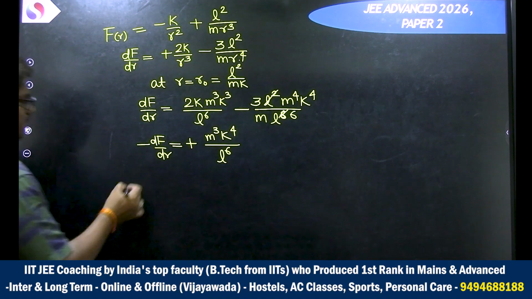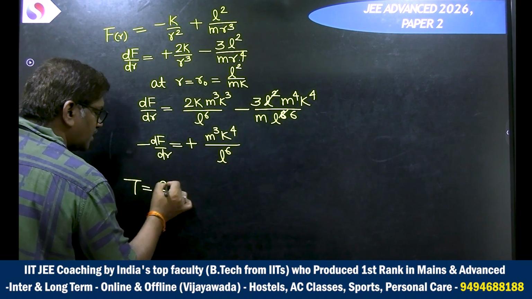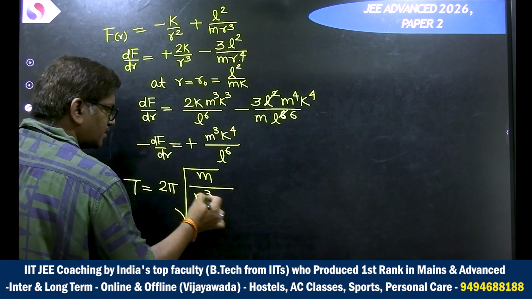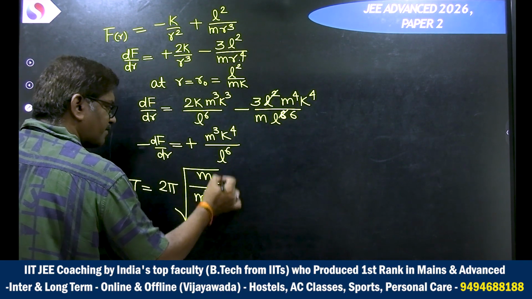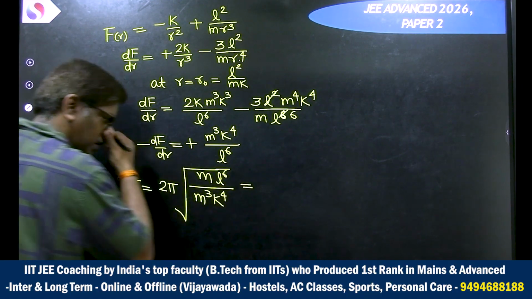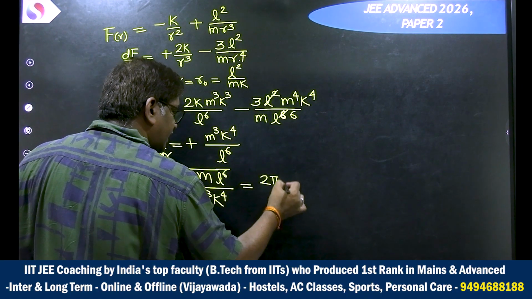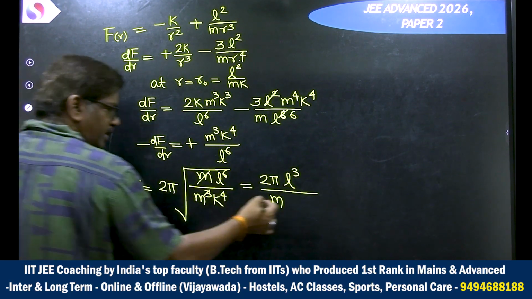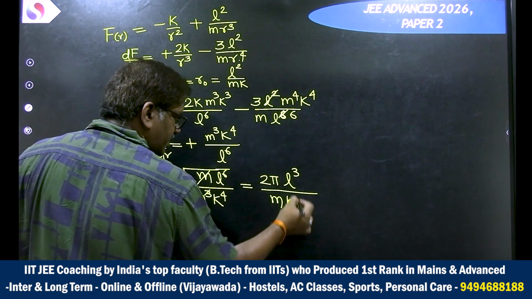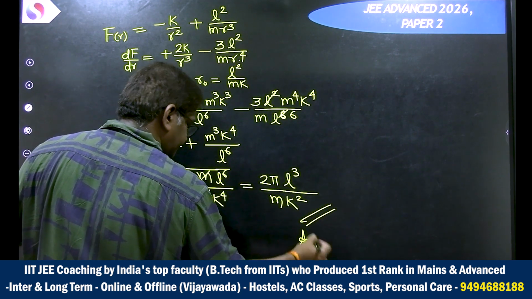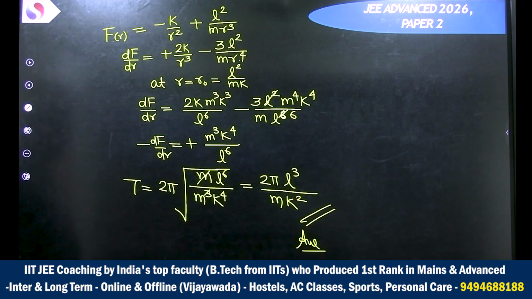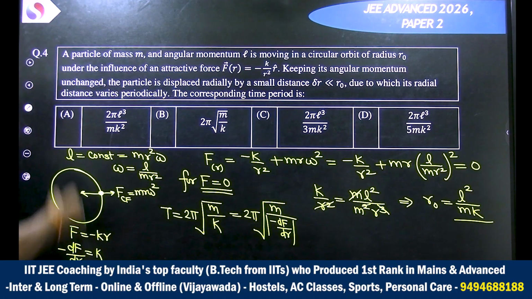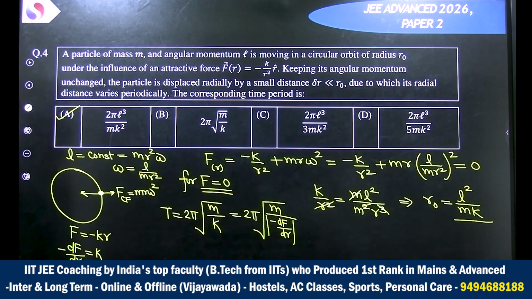All right, now substitute this value for the time period. So it is 2 pi under root of m by df by dr. What is the df by dr value? That is k to the power 4 over L to the power 6 m cube. Solving this, we are getting 2 pi L cube divided by m square. So 1 m will come out, and this k to the power 4 will give you k square. That will be your final answer. So 2 pi L cube by mk square. That will be your option 1. All right.